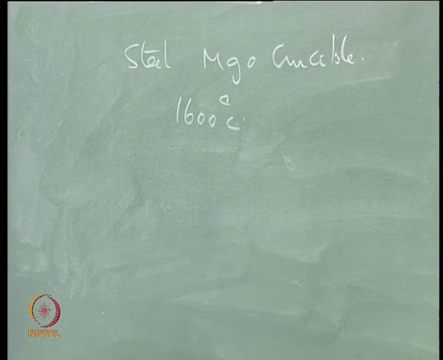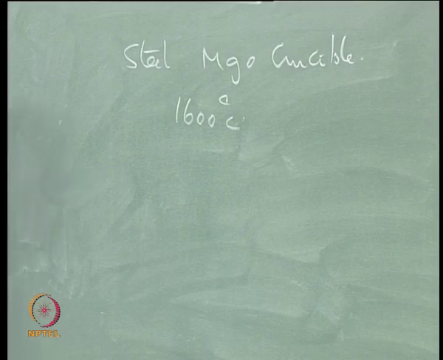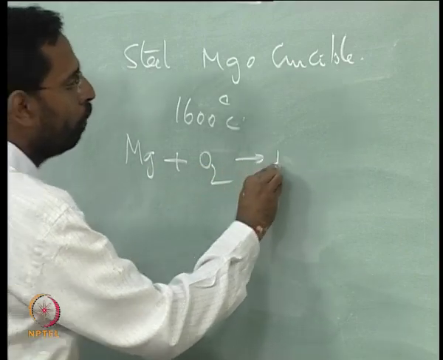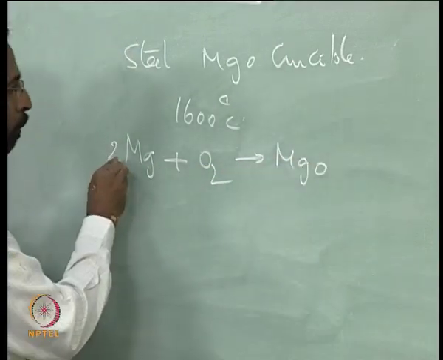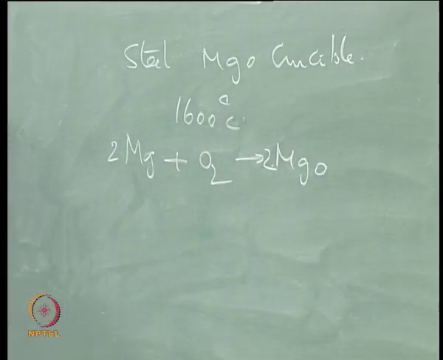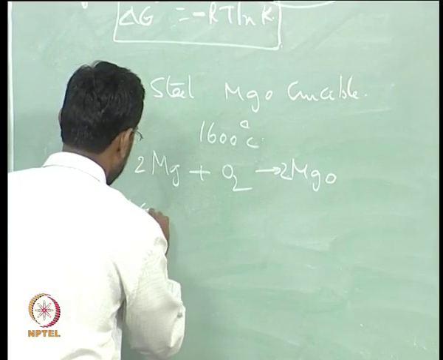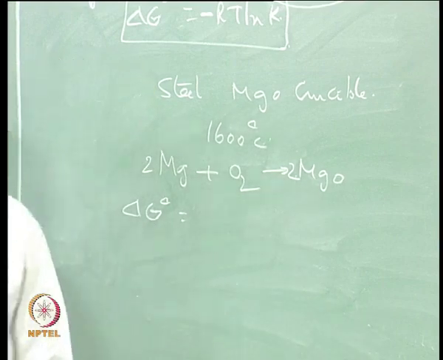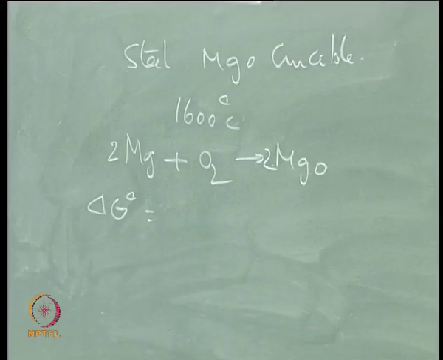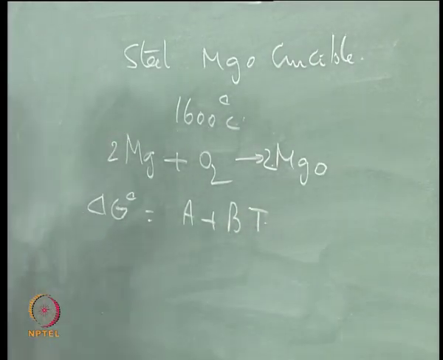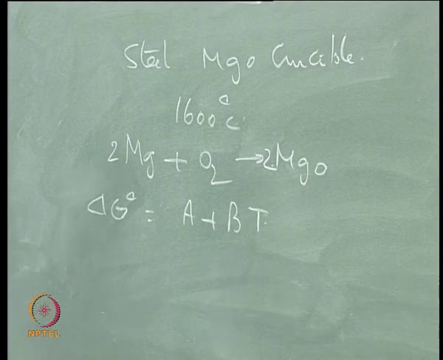So, if you want to melt anything in a crucible, that crucible material should be stable at that temperature. If that is the case, how do I find that out? Simply find out what is the reaction that goes on. Mg plus O2 gives you MgO. So, 2 Mg plus O2 should give you 2 MgO. Then find out what is the delta G naught for this reaction. If the delta G naught for the reaction is available, usually it is given in the form of A plus Bt. Why is it written in the form of A plus Bt? It is basically because delta G naught is delta H minus T into delta S.